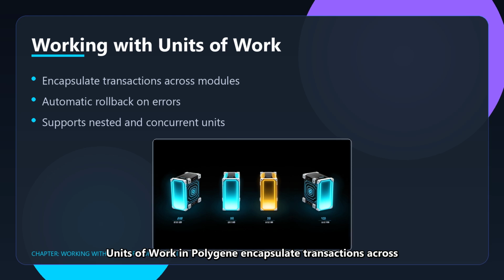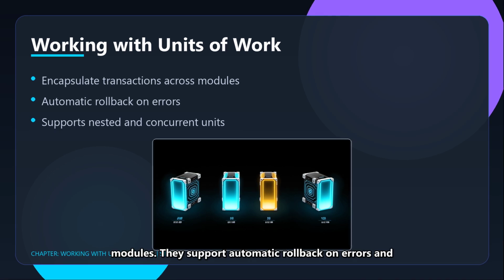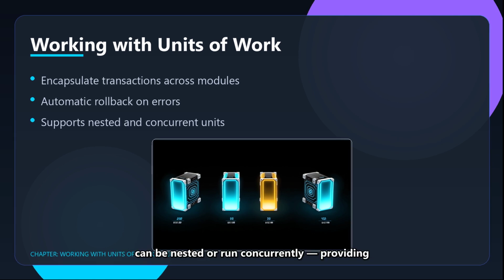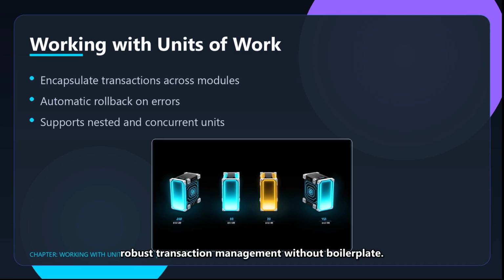Units of work in Polygene encapsulate transactions across modules. They support automatic rollback on errors and can be nested or run concurrently, providing robust transaction management without boilerplate.